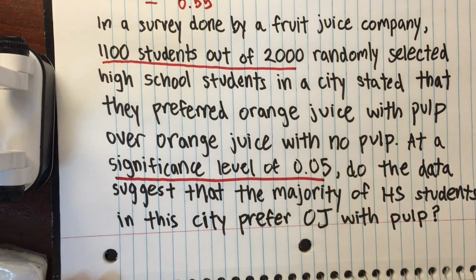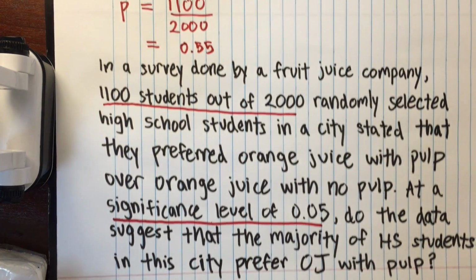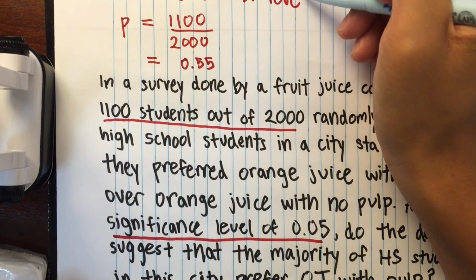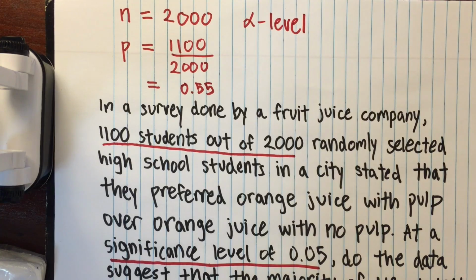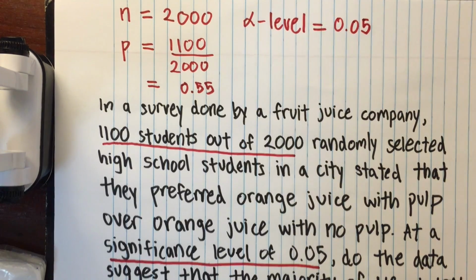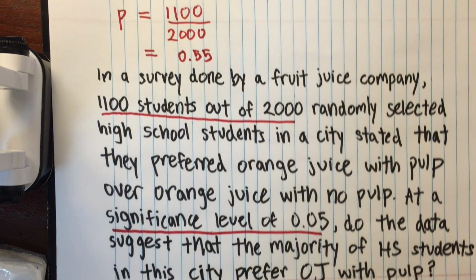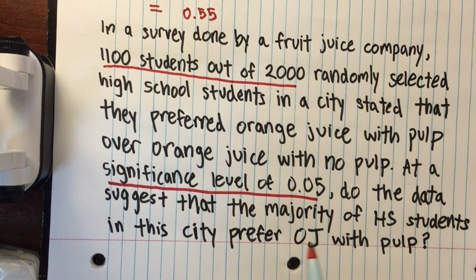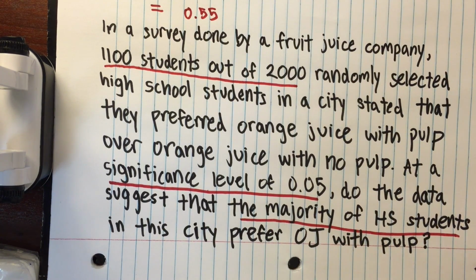Continuing on, I'm going to underline at a significance level of 0.05. And this is pretty straightforward. What that tells us is that the significance level or the alpha level is equal to 0.05. Lastly, I'm going to underline the last part of the sentence, the majority of high school students. And this is important because this is what we are trying to find out, or what we are trying to prove. Do more than 50% of high school students in this city prefer orange juice with pulp?